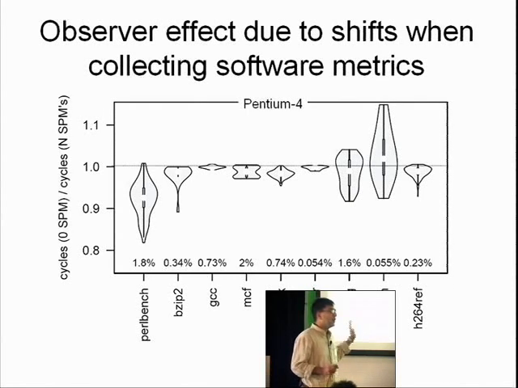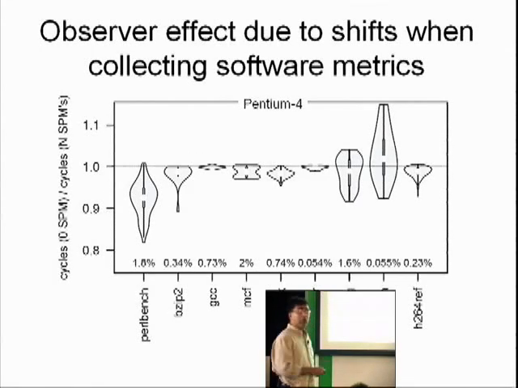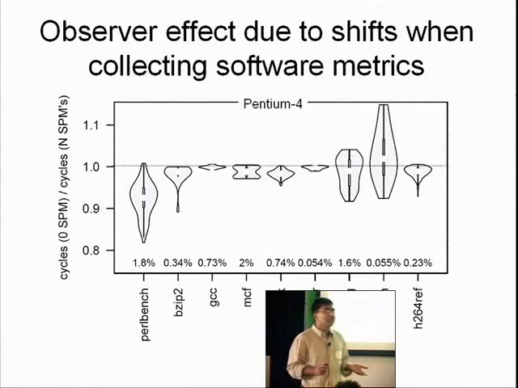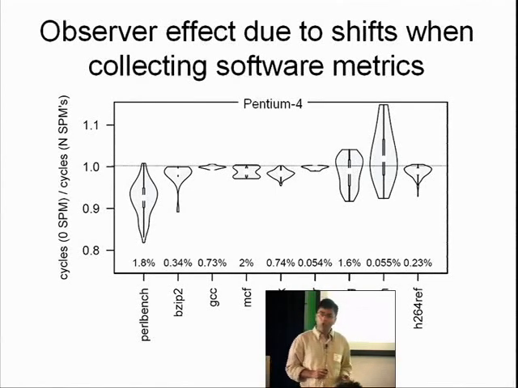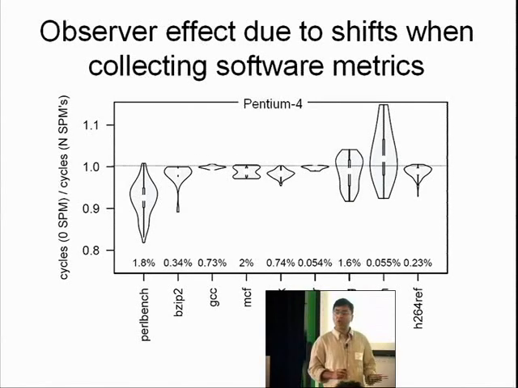Each violin represents the data for collecting 1 software metric, 2 software metrics, 3 software metrics, all the way up to 100 software metrics. The interesting thing to observe is that these violins are incredibly tall. For example, this violin extends from about 1 to 0.82. In other words, we are seeing an 18% swing in performance as a result of collecting software metrics.